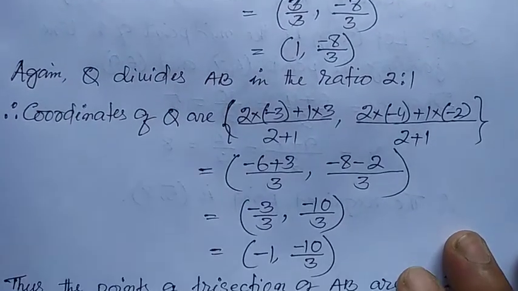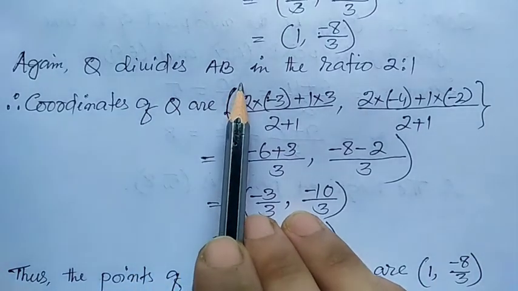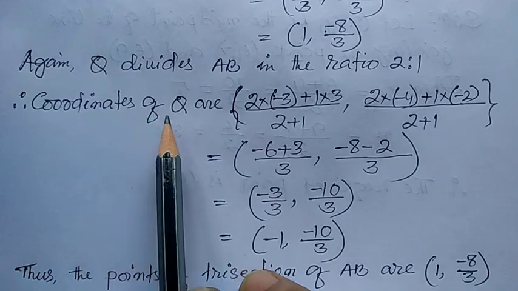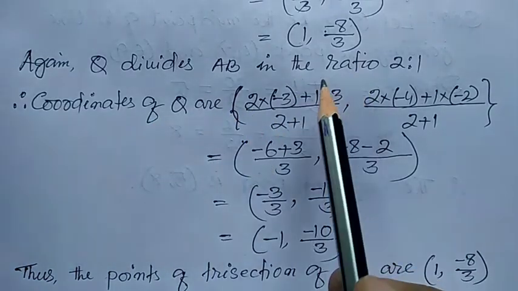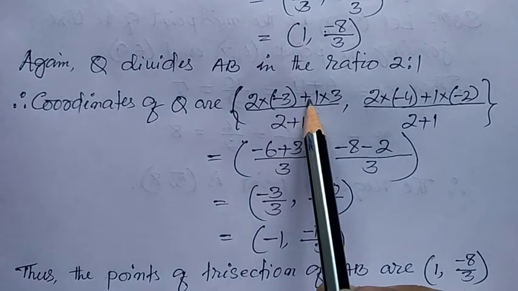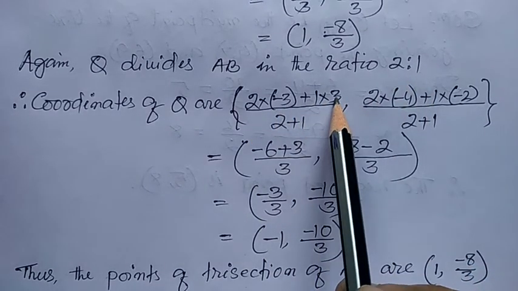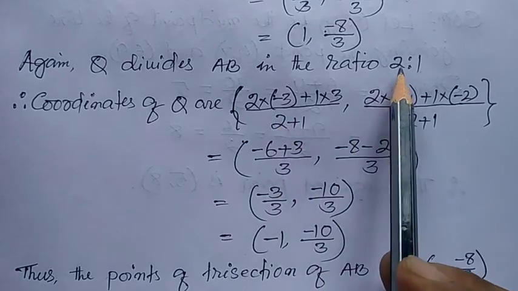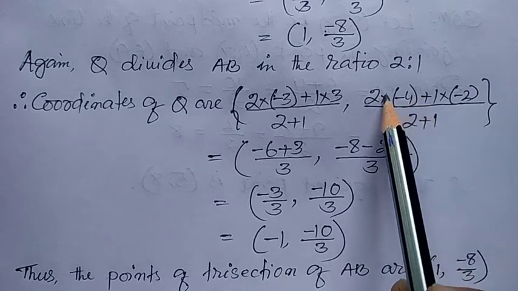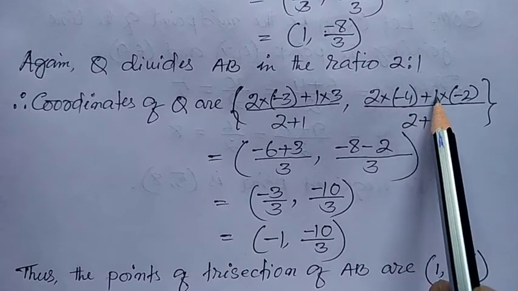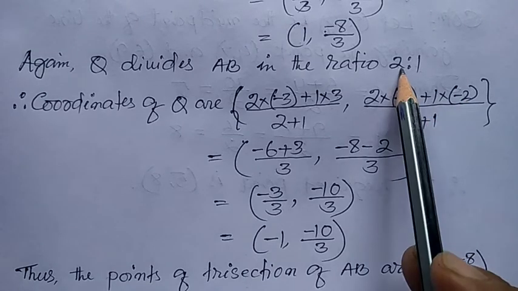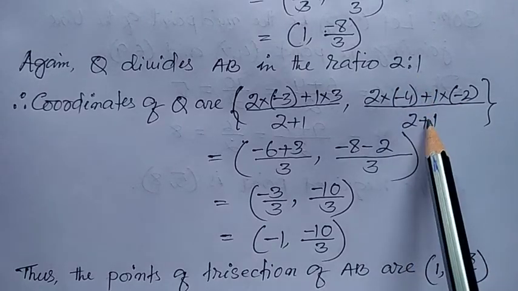Then you can see here again, Q divides AB in the ratio 2:1. Therefore, the coordinates of Q are mx2, where m is now 2 and n is 1. The x2 value is minus 3, plus n, which is now 1, times x1, which is 3, divided by m plus n, 2 plus 1. Like that, my2: m is 2, y2 is minus 4, plus ny1, n is 1 and y1 is minus 2, divided by m plus n, which is 2 plus 1.